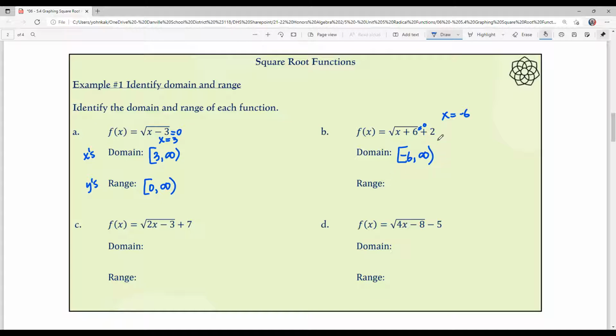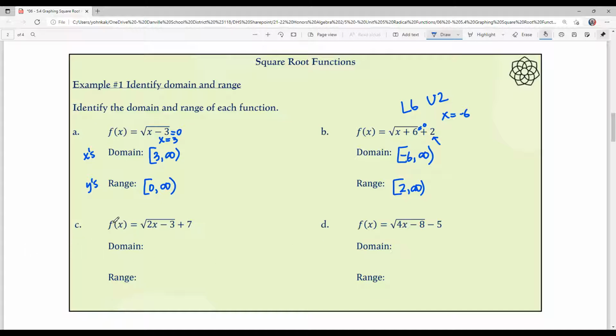Now my range is going to be connected to that plus 2. The plus 2 means I'm going to move the entire function up 2 spots, and therefore my range is going to go from 2 to infinity. Remember all that stuff we talked about translations in earlier chapters? That stuff is all still involved. So this plus 6 means I'm going left 6, and this plus 2 means I'm going up 2. That's where you get your values for domain and range.